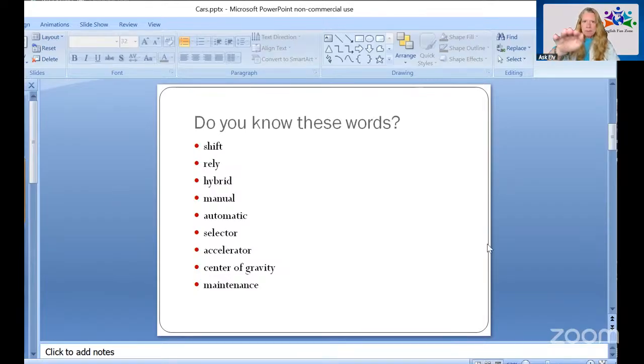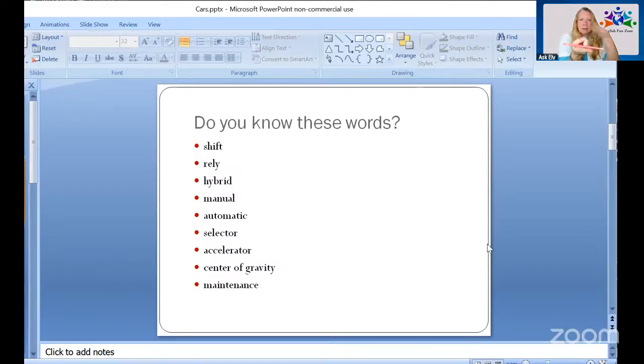Accelerator, so you can go. We'll talk about that later. And center of gravity, that's really important in a car, right? You have to find the center. Can I find the center of gravity with this pencil? I got the fan on. There we go. Center of gravity. Yay, I found it. So that's the center of gravity.